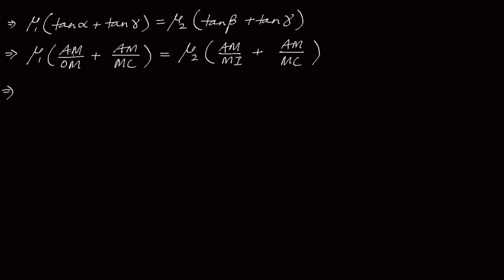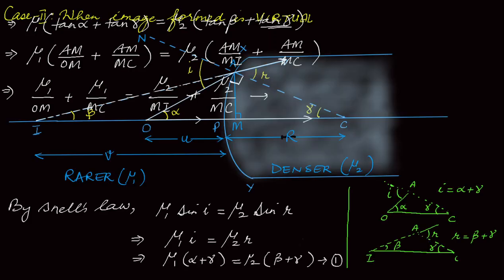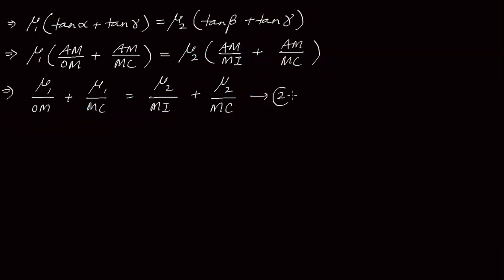What do I do next? I cancel AM, AM, AM, AM, and I multiply mu1 inside. So I get mu1 by OM plus mu1 by MC is equal to mu2 by MI plus mu2 by MC. We already used equation 1, so this will be equation 2.